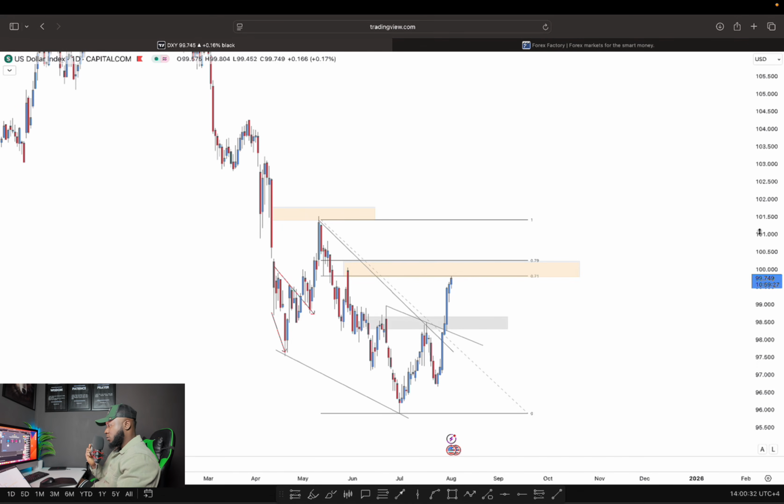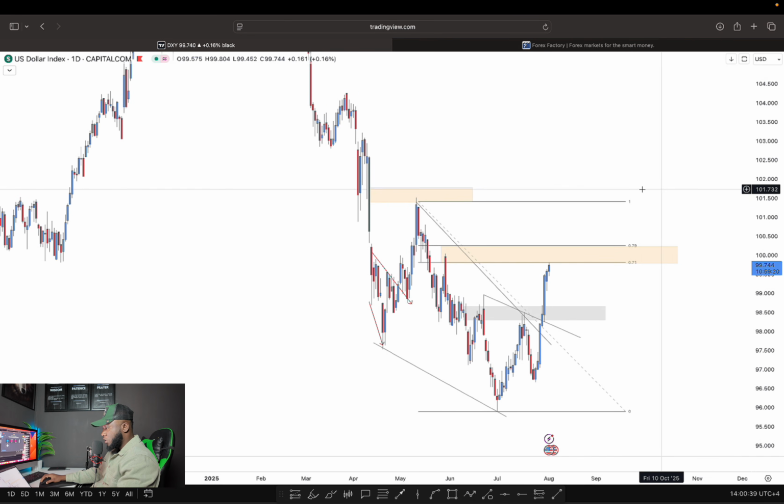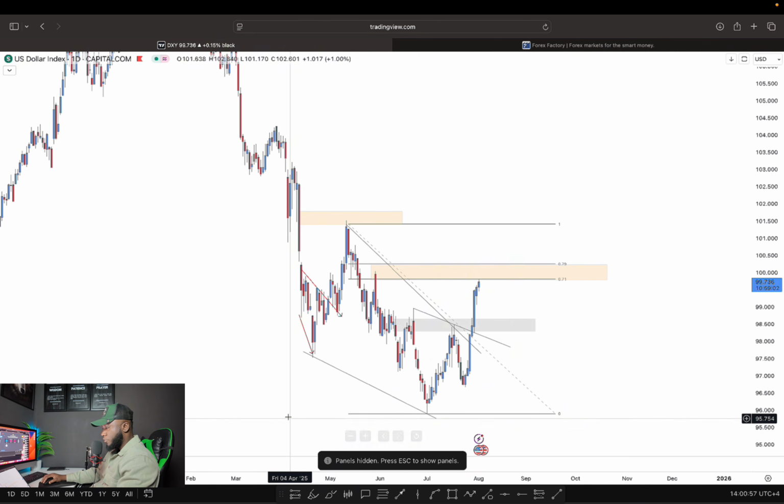All right, guys. So let's start our analysis on DXY. We have NFP coming through, so we want to see what the dollar is gonna do. This is DXY on the daily time frame. I mean, we're gonna go deep with this one, so pay attention. This is the daily time frame, by the way.